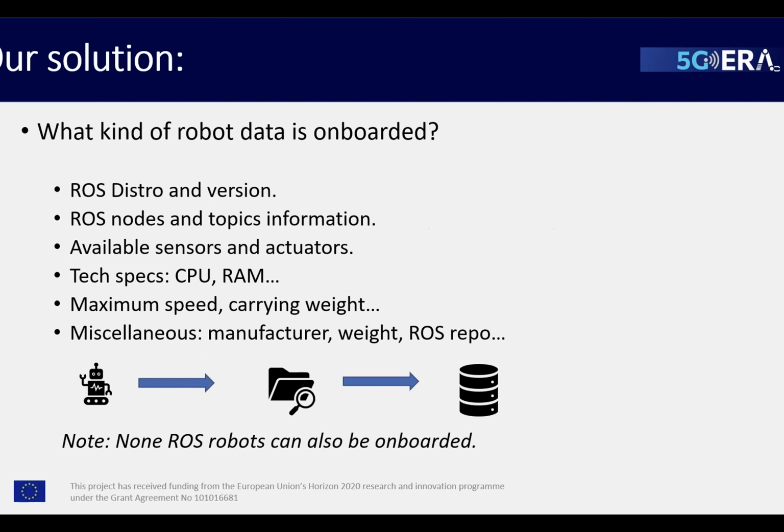Okay, so what kind of information are we required for the onboarding of a robot? Mainly, we are concerned with the ROS distribution and information about ROS nodes and topics. Also, available sensors and actuators. So the robot has a LiDAR, camera, and so on. That's very important for us to know, as the semantic planner in the middleware will be able to plan according to the robot specifications. We are also very interested in the type of locomotion system of the robot. So if the robot is a mobile robot and can do navigation, that's important, and also some miscellaneous information like manufacturer, weight, ROS repository, and so on. And finally, I want to stress that even though we are considering a lot of ROS information here, we can also do onboarding of non-ROS robots into the system.